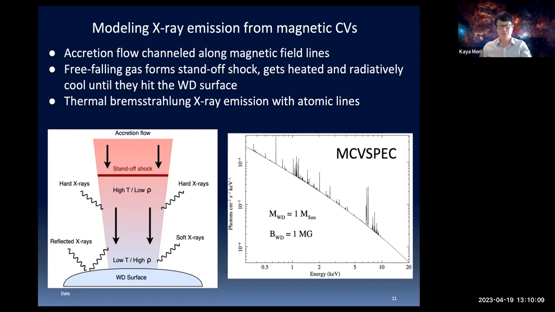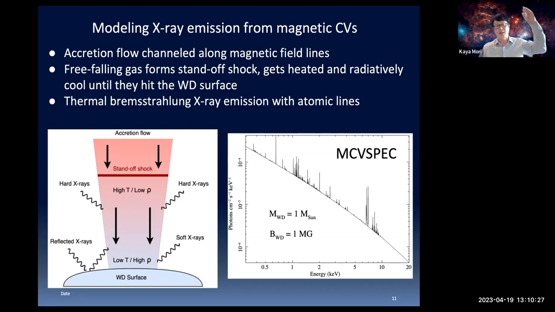through thermal Bremsstrahlung emission and also cyclotron emission if the magnetic field is large. And eventually they hit the white dwarf surface, and the heated white dwarf surface can emit additional soft X-ray blackbody-like emission. So we built this model called MCB spec in XSPEC.